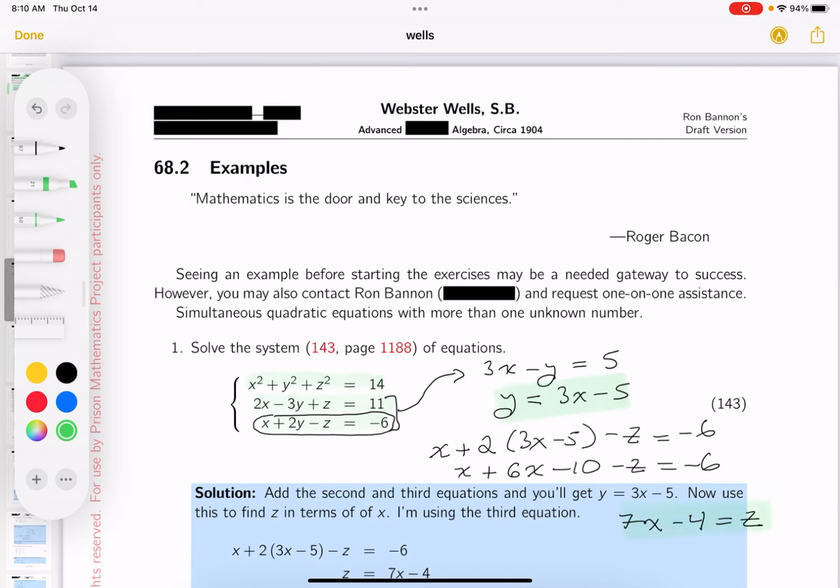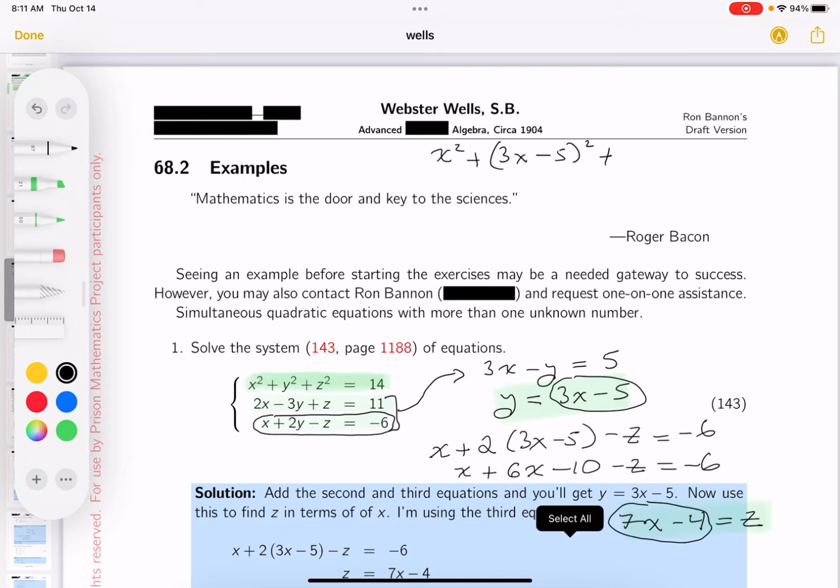Now, if I didn't do any outrageous errors, I'm going to take this and plug it into the top equation now. And what do you get? You're going to get an equation in x. I'm hoping it's going to be really simple. All right, so you get x squared plus y squared. Well, this is y, I'll just write down that squared, 3x minus 5 squared, plus z squared. Well, I believe this is z, and that's 7x minus 4 squared equals 14, right?